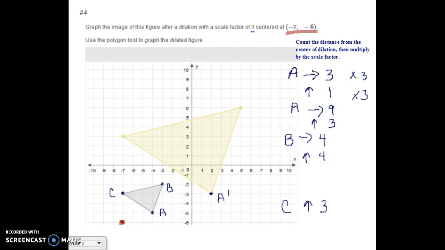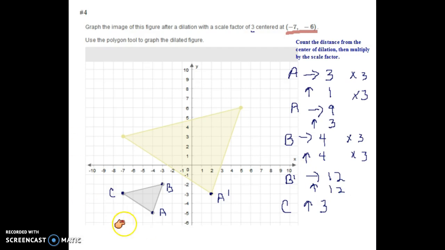Now my B, take a look at the B, and you can just count. To get from my center of dilation to B, I go over 1, 2, 3, 4 units, and then up 1, 2, 3, 4. So right 4, up 4. There again, I'm going to multiply that distance by 3. For my B prime, I'm going to go to the right 4 times 3, which is 12, and then I'm going to go up 12.